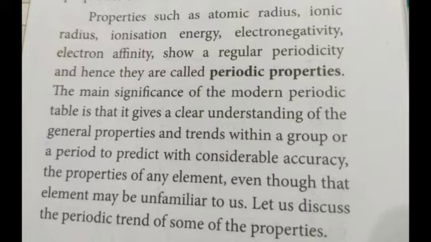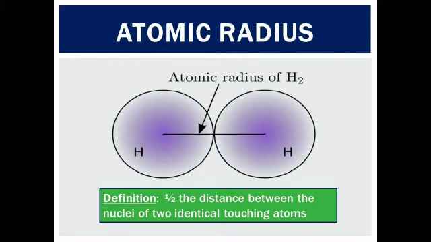The first one is atomic radius. Atomic radius of an atom is defined as the distance between the center of its nucleus and the outermost shell containing the valence electron. Direct measurement of the radius of an isolated atom is not possible. Except for noble gases, usually the atomic radius is referred to as covalent radius or metallic radius depending on the nature of the bonding between the concerned atoms.